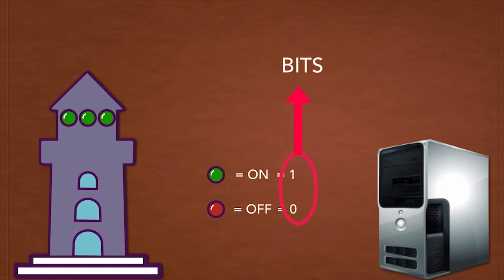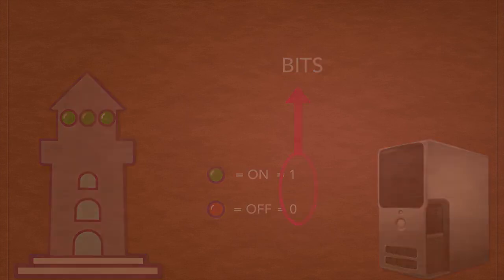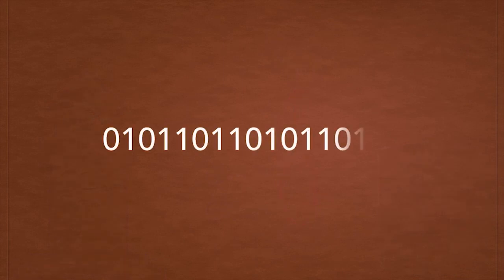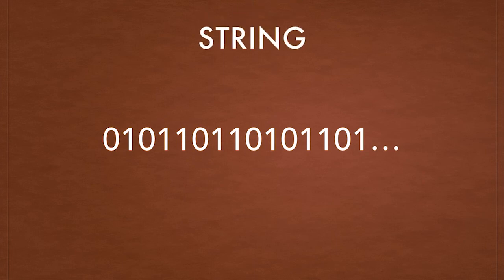Much like how the lighthouse put together a series of green-red lights to describe information, computers represent documents, pictures, and more with just lots of 1s and 0s. In computer jargon, a sequence of symbols is oftentimes called a string. So data is represented on your computer as a string of bits.